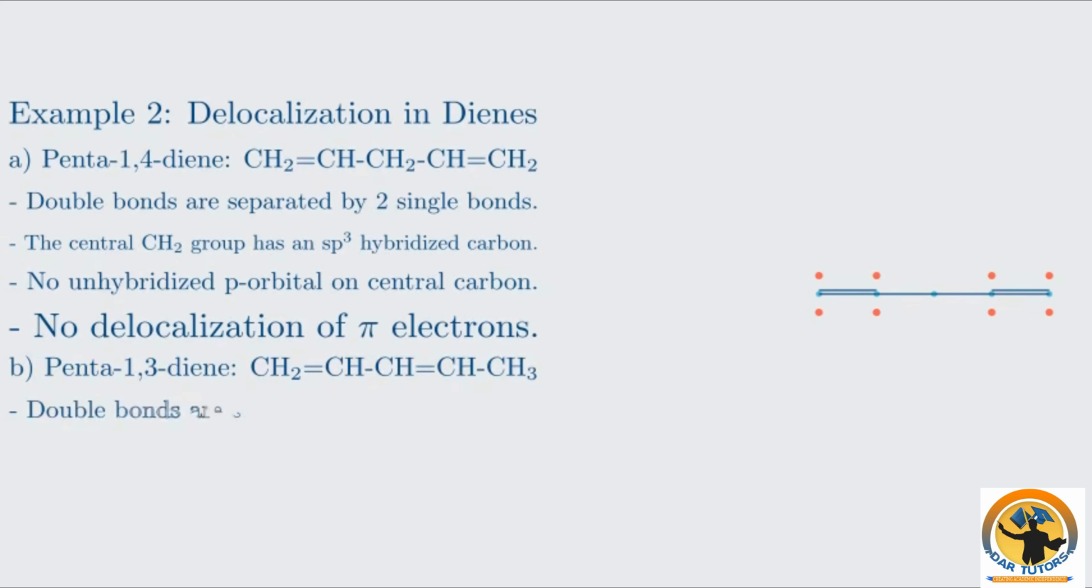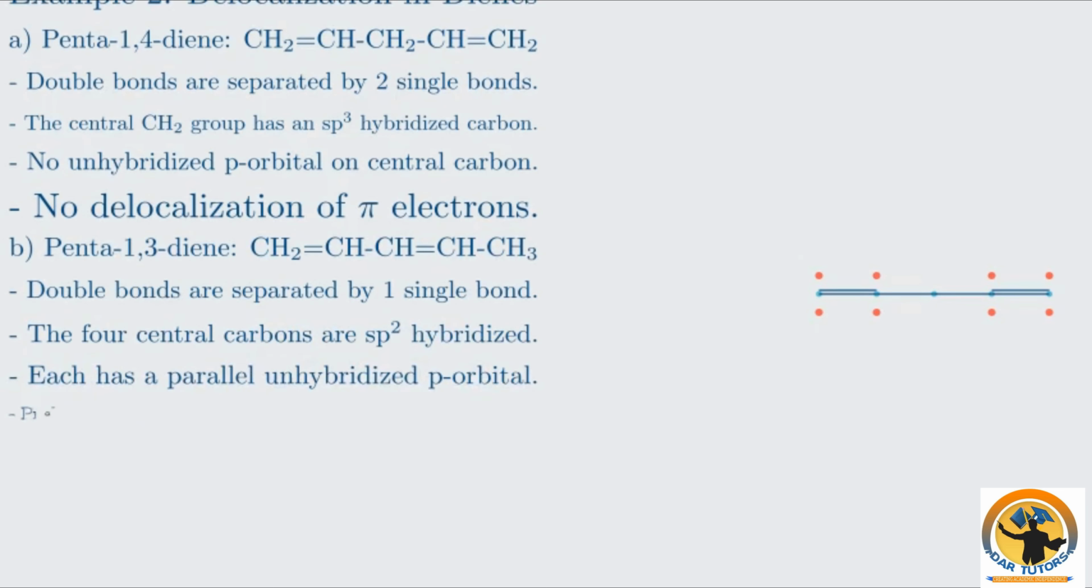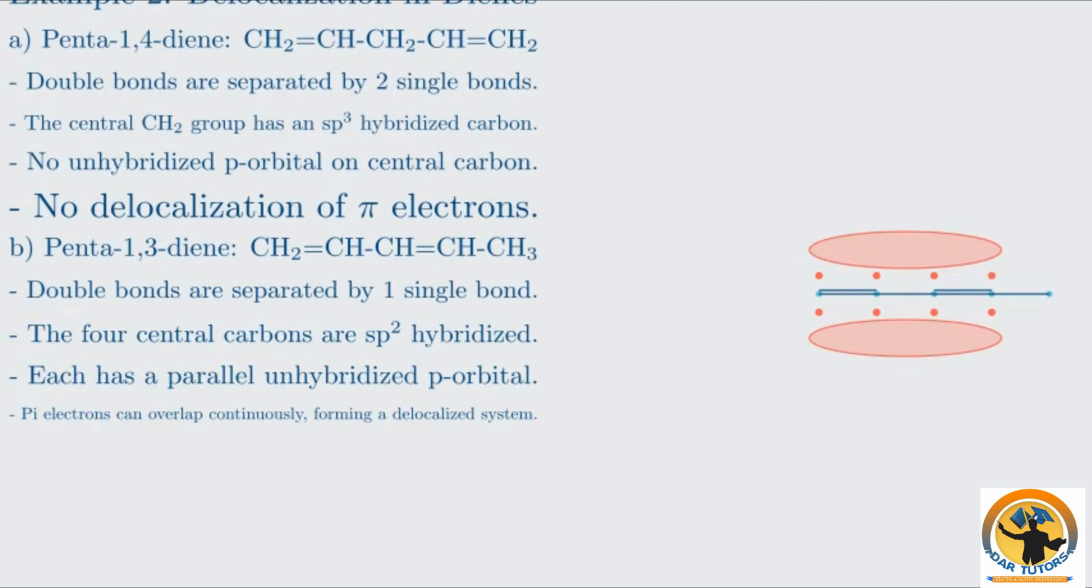Now let's look at penta-1,3-diene. This molecule has 2 pi bonds separated by only 1 single bond. All 4 carbon atoms involved are sp2 hybridized. Each of these sp2 carbons possesses an unhybridized p orbital, all of which are parallel to each other. This allows for continuous lateral overlap along the entire 4-carbon chain, creating a delocalized pi system. The pi electrons are not confined to the 2 original double bonds, but are spread over the larger conjugated system, leading to increased stability.